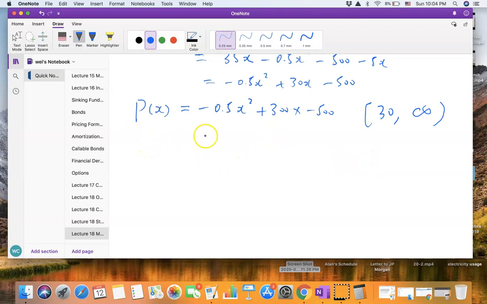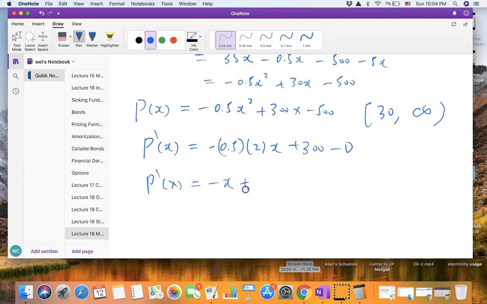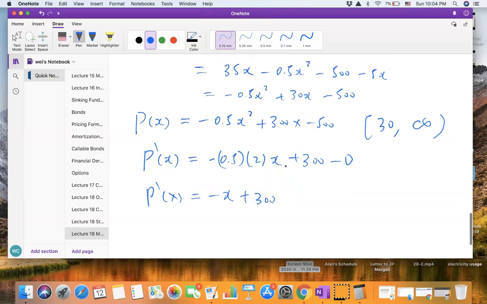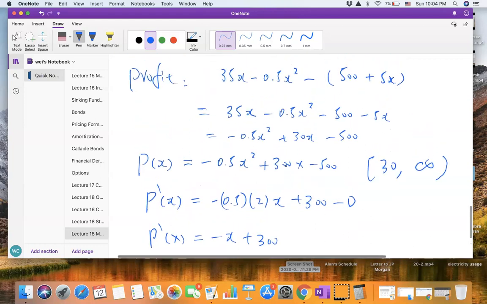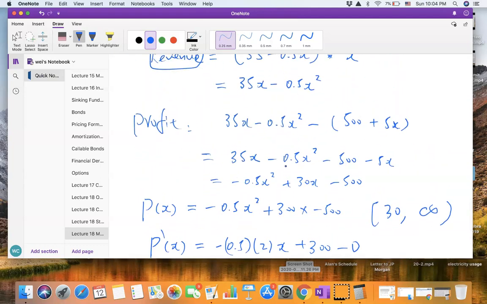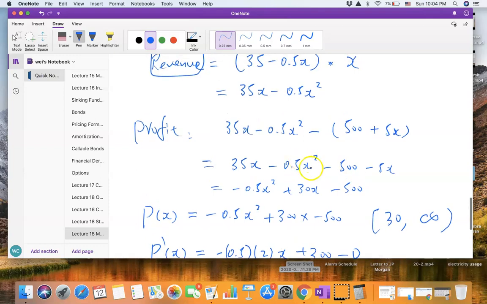Now, next we want to find the critical point. So we start by taking the derivative of this function. So that will be negative 0.5 times 2x plus 300 minus 0.